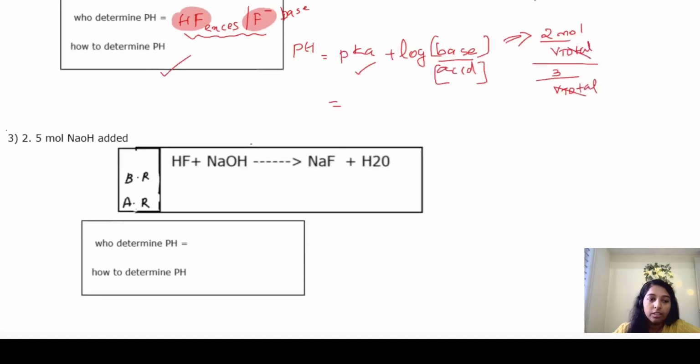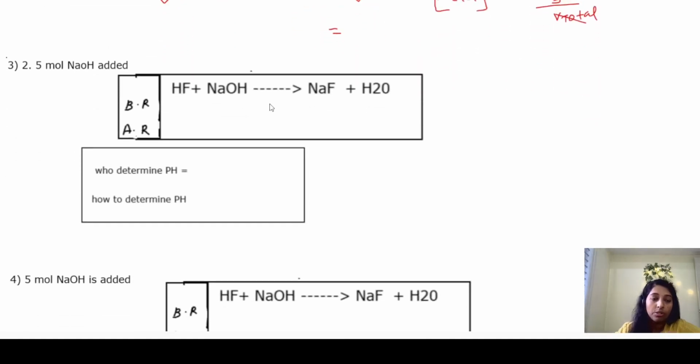Then what happens if 2.5 moles of NaOH is added? Before the reaction, HF is 5, NaOH is 2.5, and the product is 0. After the reaction, HF is 2.5, NaOH is 0, and F minus is 2.5. So who determines the pH? Definitely HF and F minus. Same thing, a buffer is formed. So here also you can use the Henderson equation.